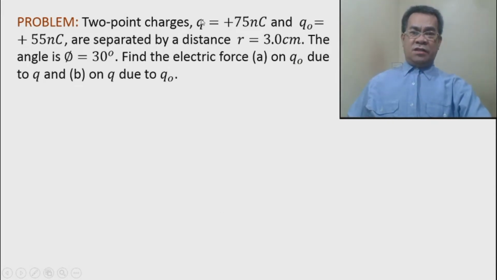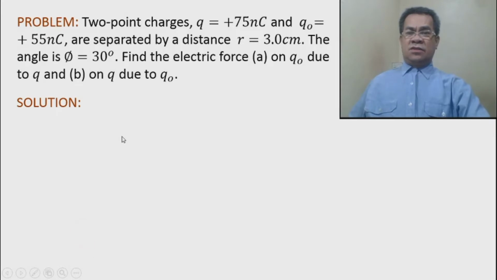Okay, so the problem says that we have 2 point interacting charges. Charge 1, which has a charge of q, is positive 75 nC, meaning nano Coulomb. This is a prefix. The unit is actually Coulomb, and we have the prefix of nano. And we have the Q naught, which is positive 55 nano Coulomb, separated by a distance of 3 centimeters. The angle is 30 degrees. Find the electric force: letter A, charge Q naught due to charge Q, and B, force on Q due to Q naught.